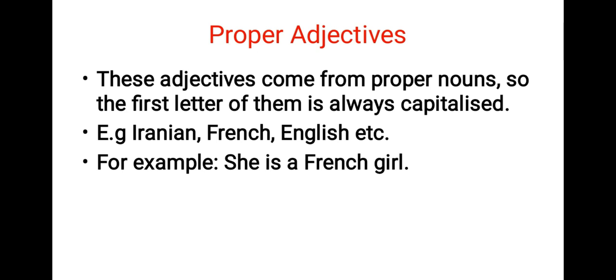For example, she is a French girl, and as it is proper, as we have seen in proper nouns, they always start with a capital letter. So proper adjectives will also always start with a capital letter. For example, she married an Englishman. Here the E in Englishman will be capital. In "she is a French girl," the F is written in capital.